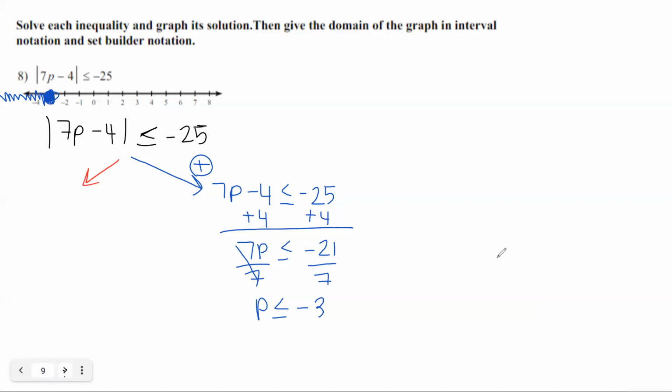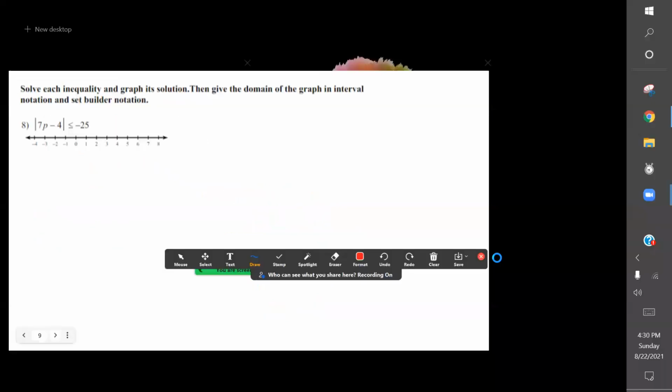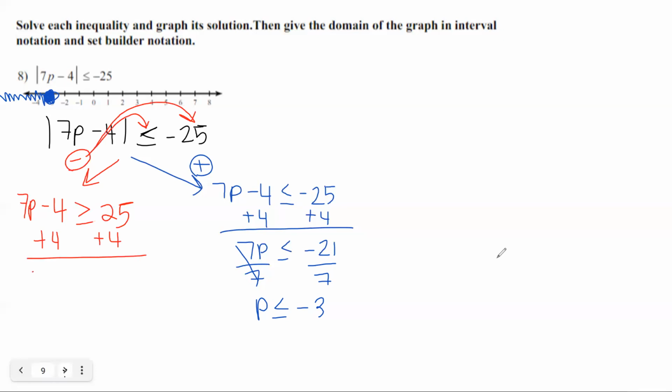Then I'm going to solve for my negative. I have 7p minus 4, the absolute value stays the same. But when you multiply by -1 to your inequality, you have to change the direction. And the other side is going to become 25. We're still going to add 4 to both sides. I'm going to have 7p is greater than or equal to 29.